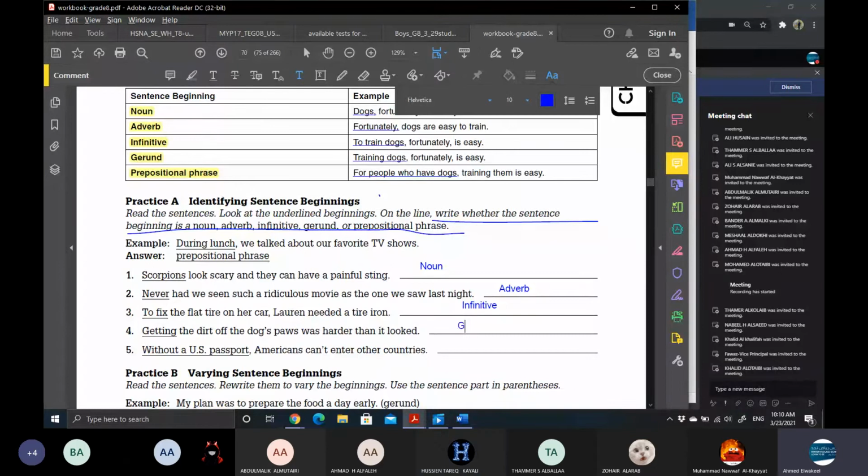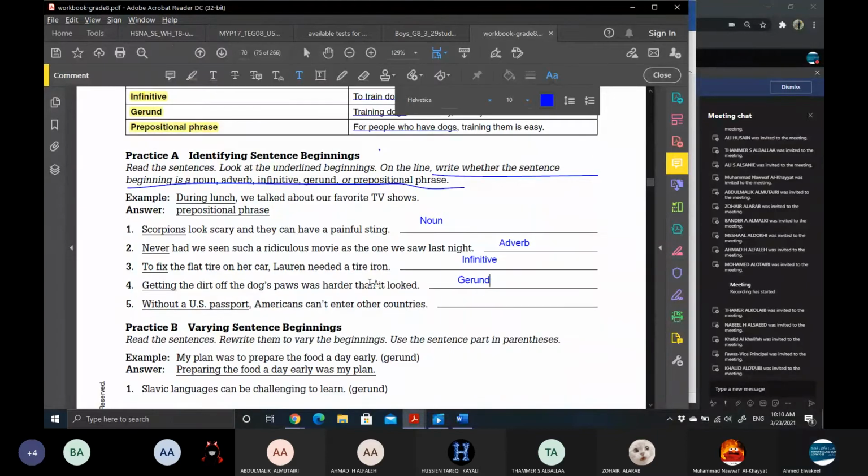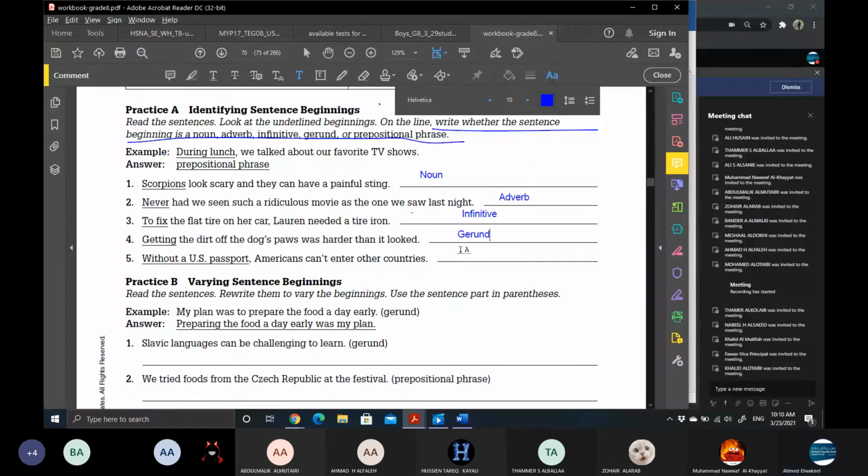What is the meaning of a gerund? A gerund, guys, means a verb plus ing that is used as a noun. When you have a verb plus ing and you start your sentence with it, it's used as a noun. Getting the dirt off the dog's paws was harder than it looked.